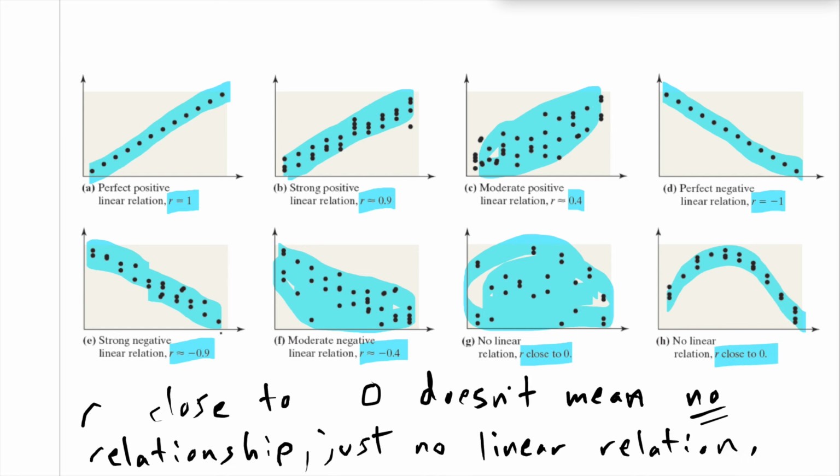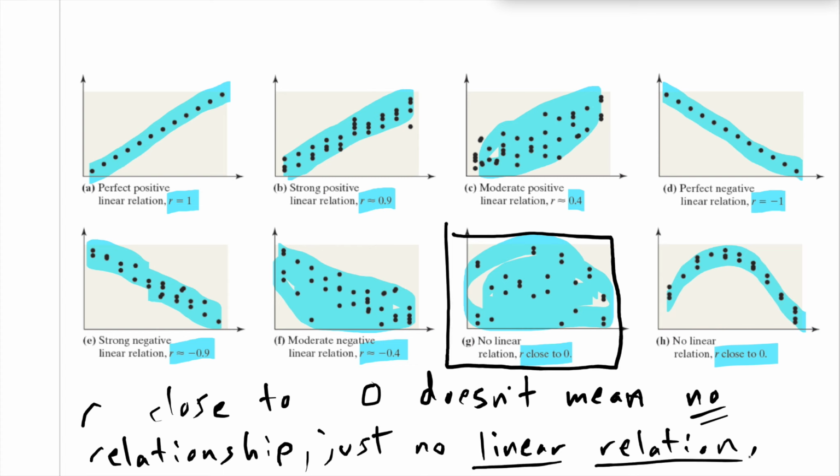So this is kind of important. If you get an R close to 0, it doesn't necessarily mean you're in this sort of situation where your variables aren't related at all. It just means you don't have a linear relationship. So you could be in this sort of situation where your variables are related, but they're not related linearly.